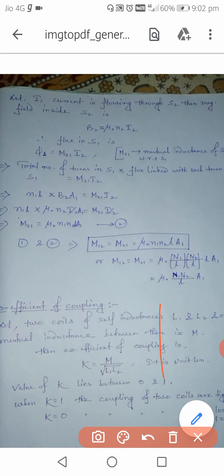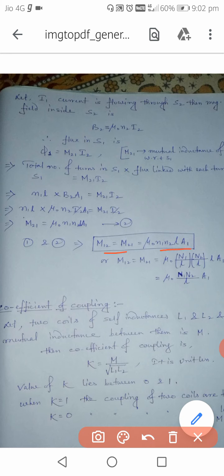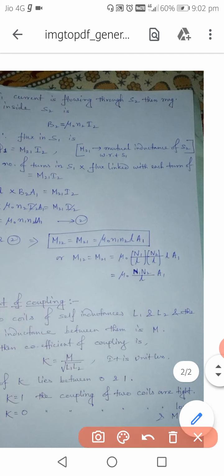So from equation 1 and equation 2, we get M12 equal to M21 equals this value. Or this can be modified: mu naught remains as it is, N1 we can write as capital N1 by L, N2 as capital N2 by L, times A1 into L. To generalize, in some cases in place of A1 you can write simply A. A stands for the area of the smaller coil, smaller in the sense of thinner coil. So this will be the equation again.